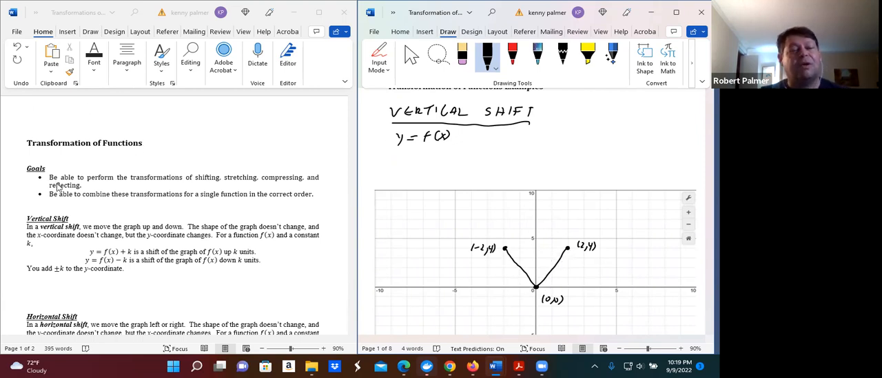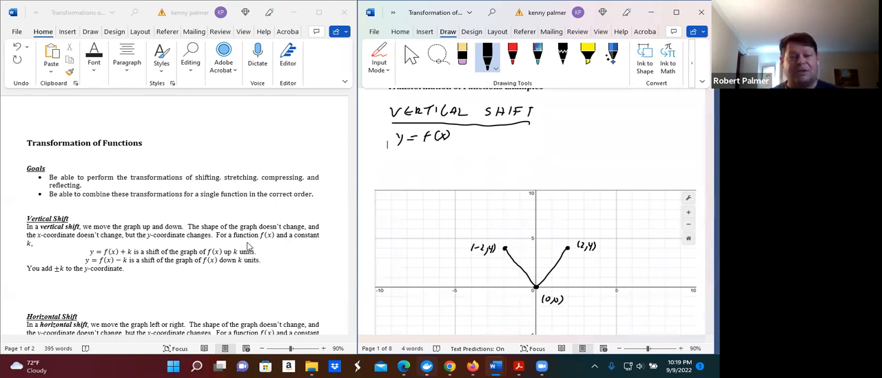Now, let's take a look over here on the left to see what a vertical shift is. And it's basically what it sounds like. It says in a vertical shift, we move the graph up and down. So we don't change the shape. We're simply taking the graph and moving it. Imagine if we drag it and move it up and down. That's what we're doing. The shape of the graph doesn't change, and the x-coordinate of our points doesn't change, only the y-coordinates.